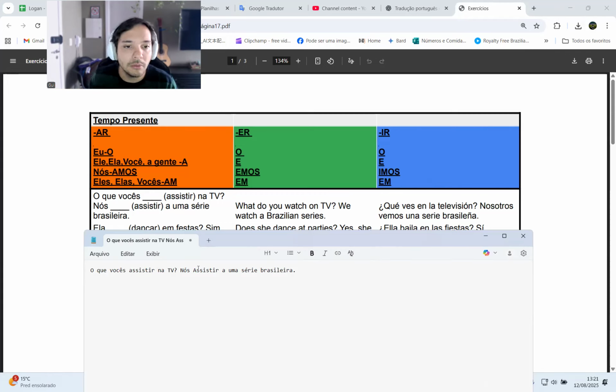So here, o que vocês assistir? Delete the two last letters. So for example, assistir: first group, no. Second group, no. Third group, yeah. Third group, that would delete the two last letters. So what is the pronoun here? It's vocês, né? Então, o que vocês assistem. Nós assistir, delete the two last letters. Nós assistimos a uma série brasileira. Let's put it like this. This is the number one. Né? After, I'll do the second one.